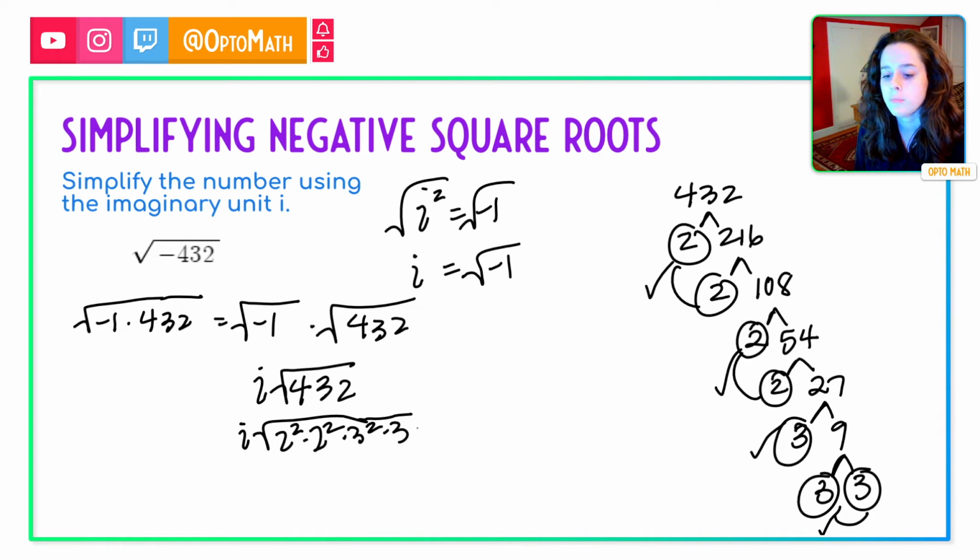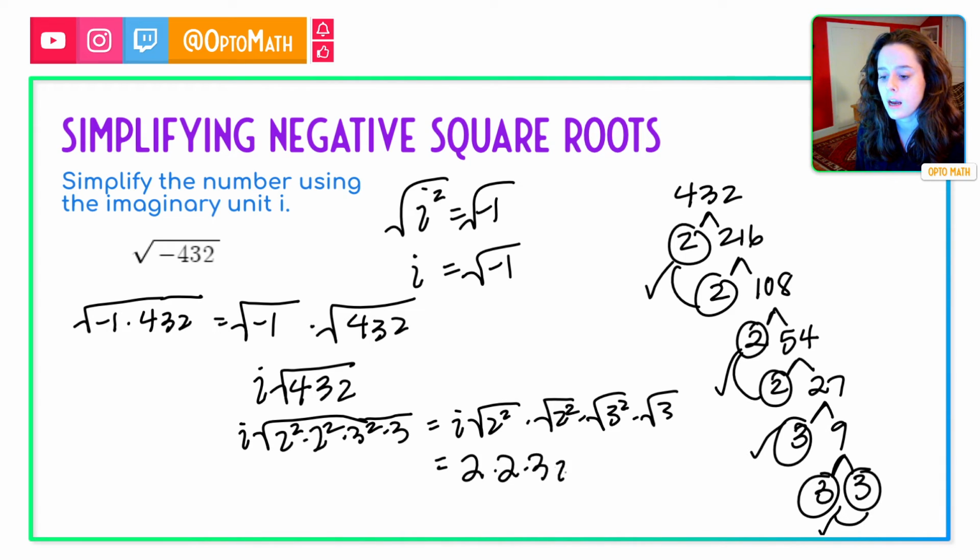Okay, now anything squared comes out front, because the square root of 2 squared is going to be 2, the square root of 2 squared is going to be 2, the square root of 3 squared is going to be 3, and the square root of 3 is going to be the square root of 3. So finally, 2 times 2 times 3, i times the square root of 3, and finally, 2 times 2 is 4, times 3 is 12, so it's 12i square root of 3.